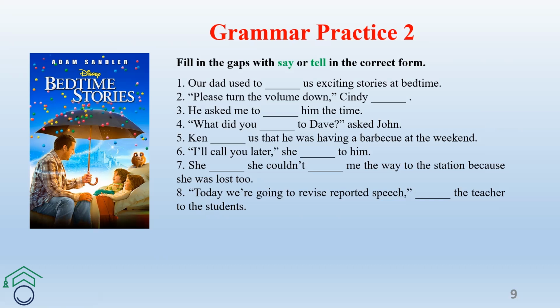So, Angelina, the next two sentences. He asked me to say him the time. Do you remember those collocations? Tell the time. Tell the time. Yeah? To tell him the time. We have an object, we have the person, yeah, and we don't have any to. So we can't use say. We use only tell. He asked me to tell him the time.